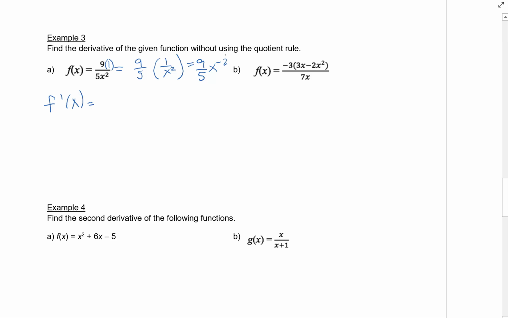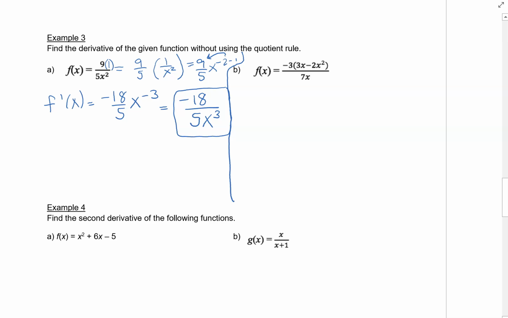So the derivative here would just be, you just multiply 9/5 by negative 2, so negative 18/5. Subtract 1 from the power, that's x to the negative 3rd. It would be good to write it back with x in the denominator, so that's negative 18 over 5x to the 3rd. And you're done. So I would just recommend keep an eye out for times when you don't have to use the quotient rule and when you can save some time. And B was another example of that.